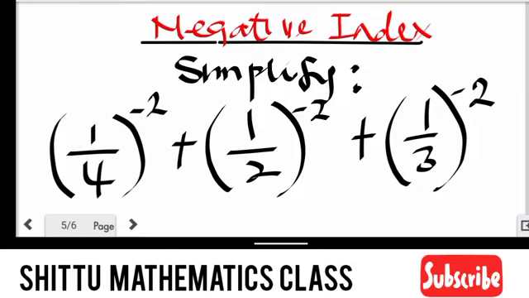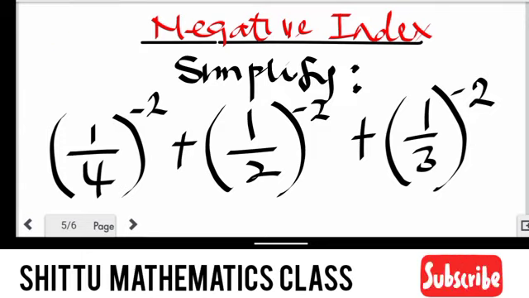Now, what do we mean by negative? When we have negative, that is subtraction. When we have negative power, like for example, 2 raised to power minus 2, you can see that the power there is 2 and it has a minus. Therefore, we call that minus 2 negative power or negative index.